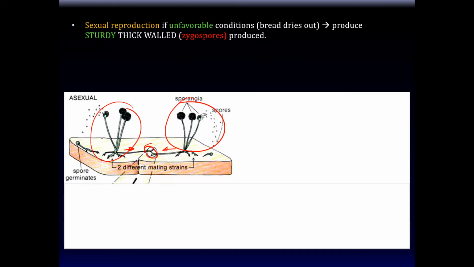So if unfavorable conditions are present, they will undergo sexual reproduction, and they will produce very sturdy, thick-walled spores. They're called zygospores, okay? So these are ordinary spores. When the going gets tough, they will actually produce different kinds of spores called zygospores. And they will be produced right here. They're not produced over there.